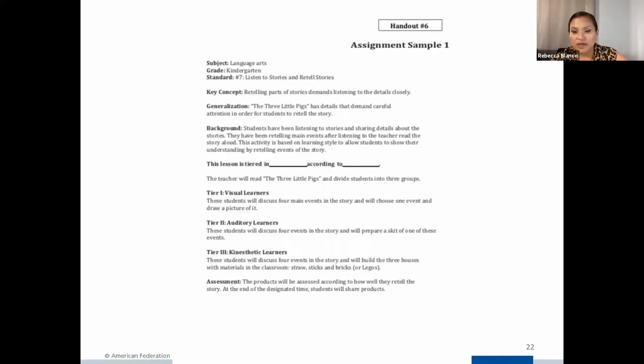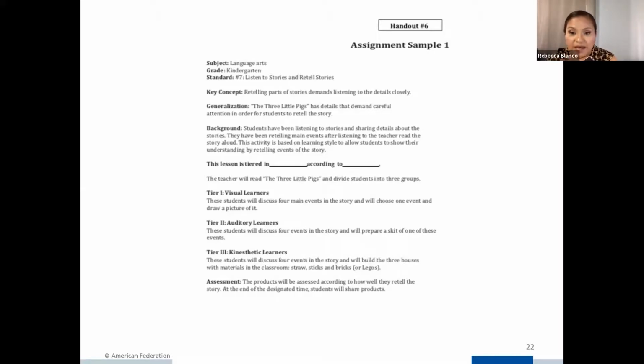What do you think that they are differentiating with? What is that point of intersection? This lesson is tiered in blank according to blank. So Sharon, I do see that you're saying visual, kinesthetic, auditory learning, and learning styles, right? So what would that fit into? Is it the content, the process, or the product according to readiness, interest, or learning profile?